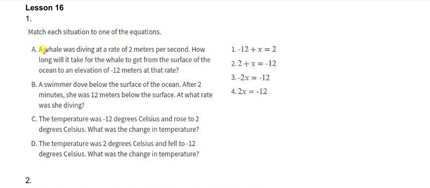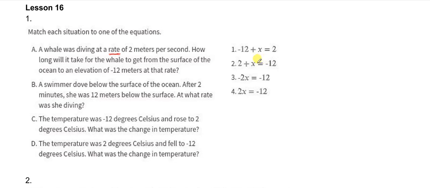All right, so a whale was diving at a rate of 2 meters per second. How long will it take the whale to get from the surface of the ocean to an elevation of negative 12 meters at that rate? Okay, as soon as you see that phrase rate, you know that this is probably going to involve multiplication and division. All right, so that automatically eliminates number 1 and number 2, right?